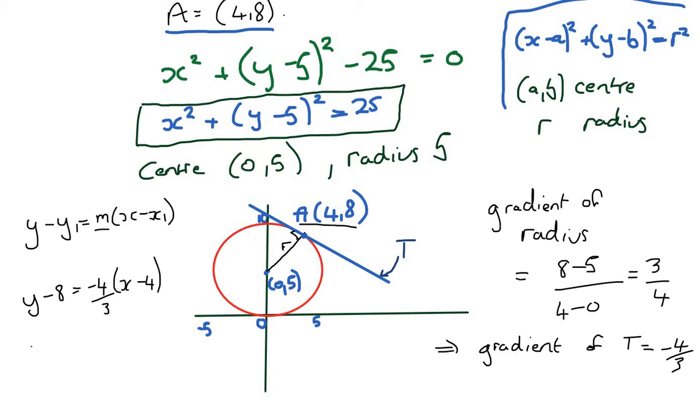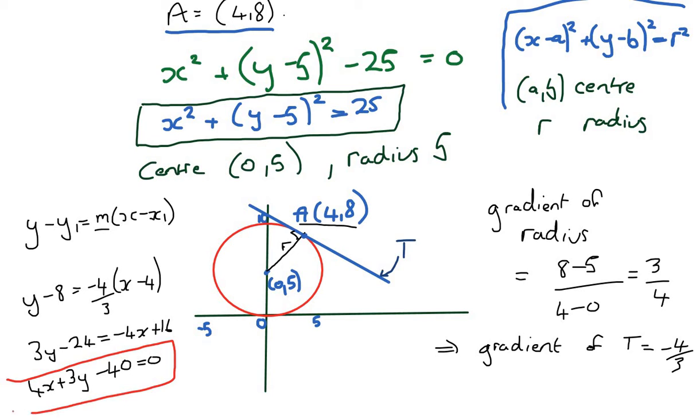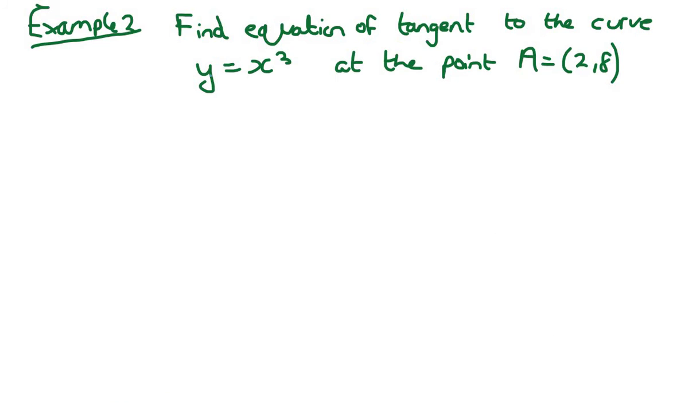but hopefully cleaning this up you should get 3y minus 24 equals minus 4x plus 16, and so we're going to get 4x plus 3y minus 40 equals 0. And that is indeed our final answer, the equation of the tangent to the circle at the point A equals (4, 8). Okay, brilliant.